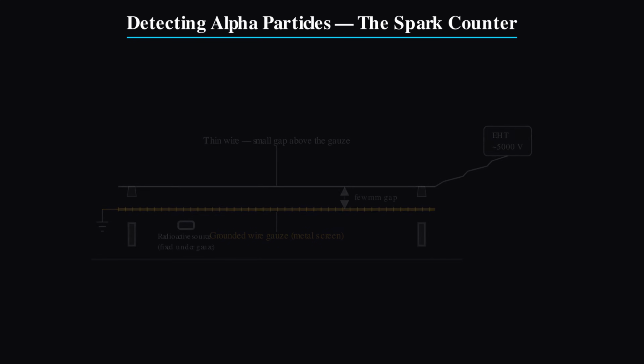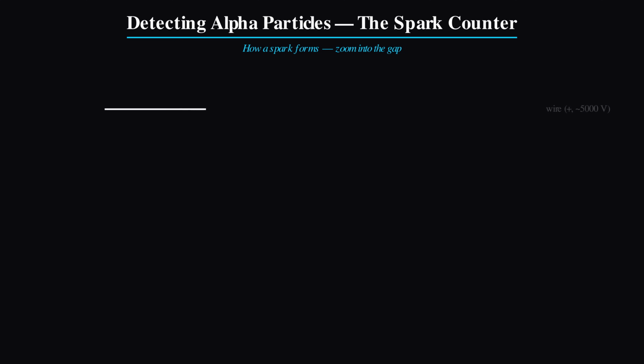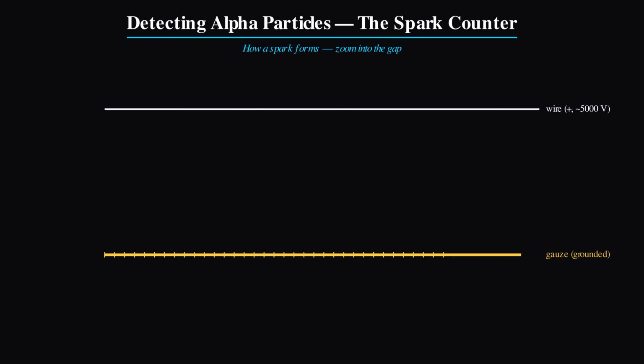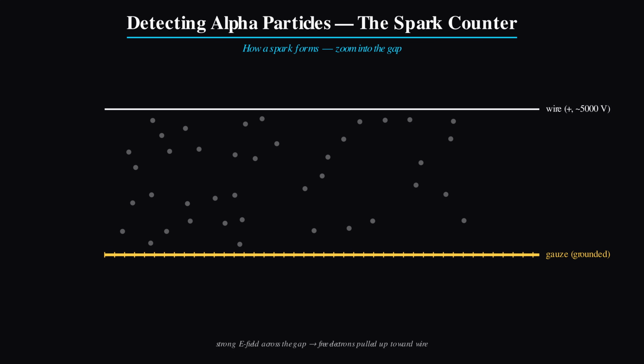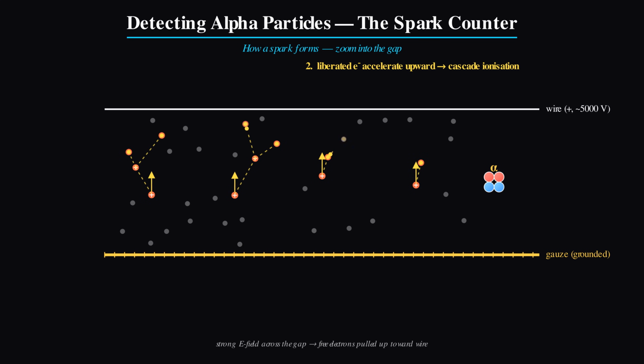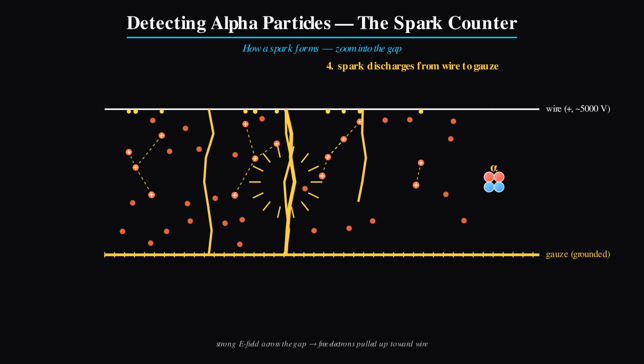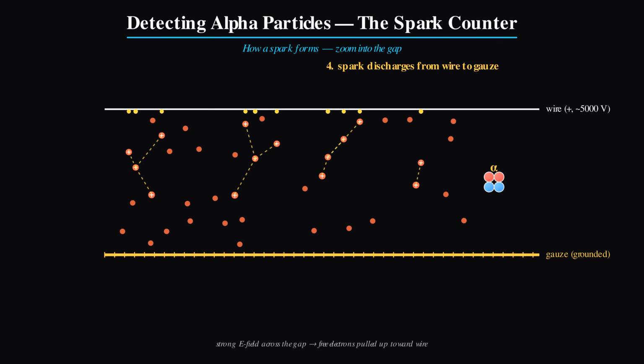Zoom into that narrow gap to see how a spark forms. Air molecules fill the gap under a strong electric field from the positive wire to the grounded gauze. An alpha particle passes through and ionizes air molecules along its path. Liberated electrons accelerate upward, ionizing further molecules in a cascade. The air becomes conducting and a bright spark jumps from wire to gauze.